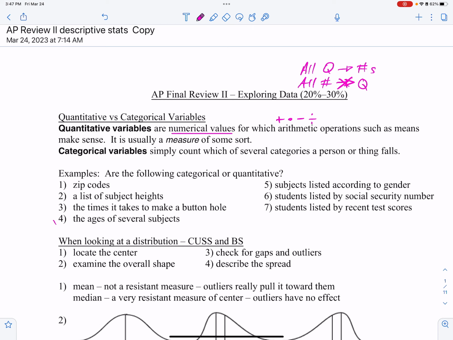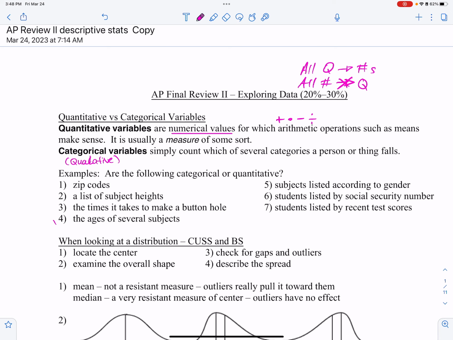If it's not quantitative, it's categorical, and another word for categorical is qualitative. College Board doesn't use qualitative, they use the word categorical, but some books use qualitative. And that is just the count, putting things in categories. So when a number is a category, that's when it's categorical and not quantitative.